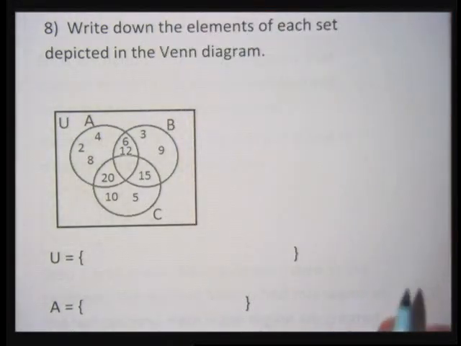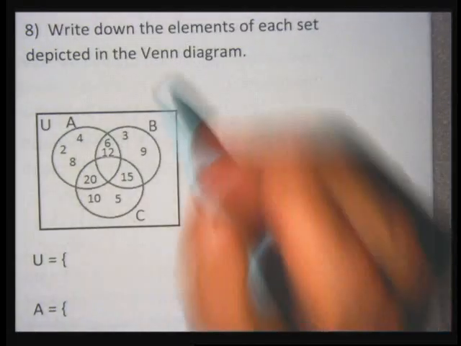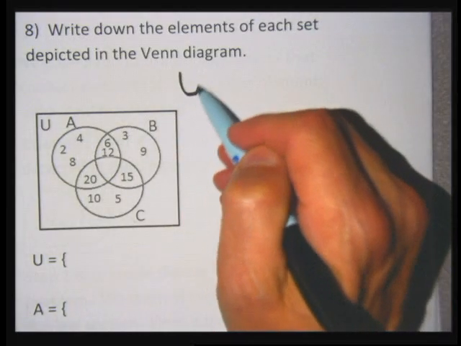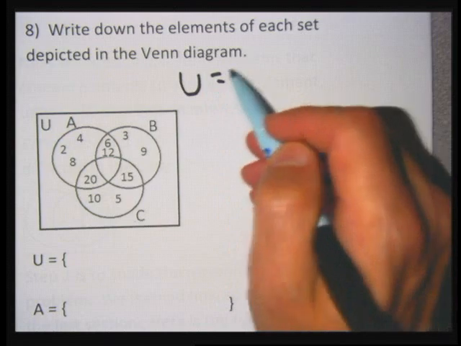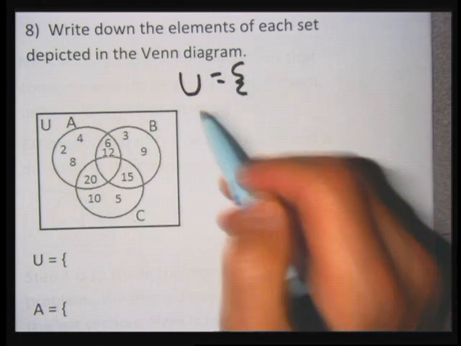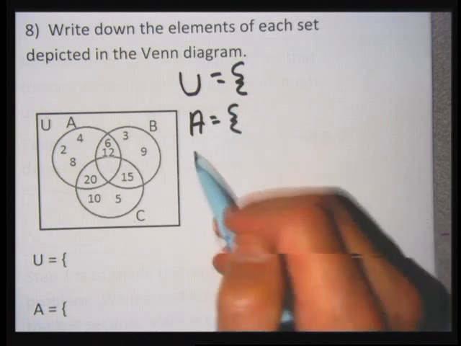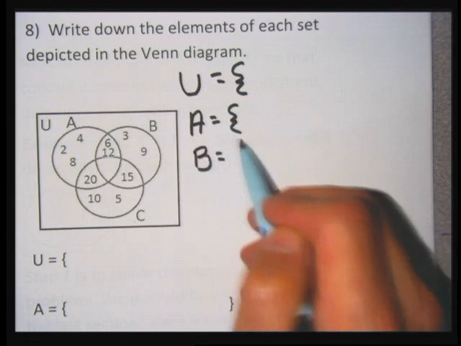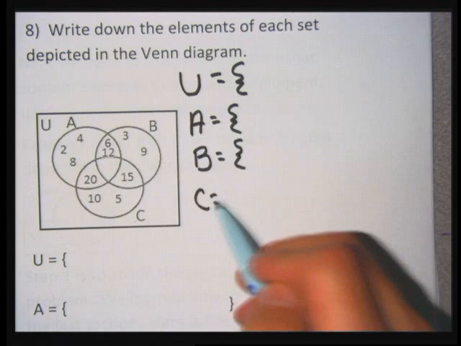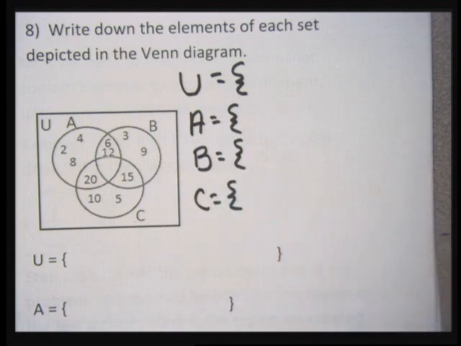One last one I think of this kind. Number 8. So I need to fill in my U, my A, my B, and my C. And I'm going to go from smallest to largest. I'm just going to mark out the numbers as I use them.